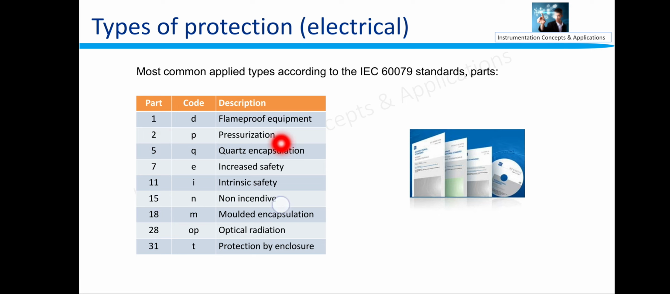-2 is pressurization protection. -5 is encapsulation. -7 is increased safety. -11 is intrinsic safety. For instrumentation guys, this is very important, and I will prepare a separate video on intrinsically safe, on how the energy going into the field is limited and sustained so as not to have any hazardous impact. -15 is non-incendive. -18 is molded encapsulation. 28 is optical radiation. 31 is protection by enclosures. So we will go one by one.